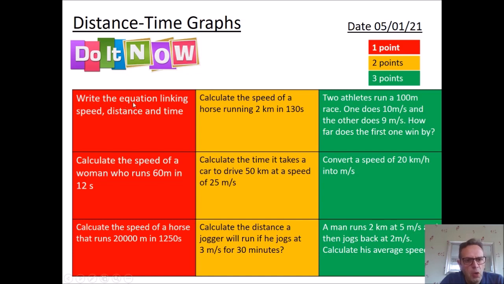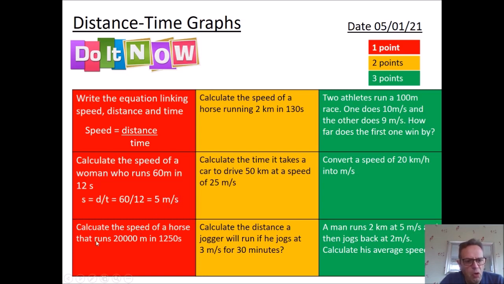So the equation linking speed, distance and time, one way around to write this is speed equals distance divided by time, but you might have written distance equals speed times time, or time equals distance divided by speed. Any of those would be the correct answer to this question. To calculate the speed of a woman who runs 60 metres in 12 seconds, we look for the distance, 60 metres, the time, 12 seconds, do 60 divided by 12 in your calculator, and you will find that's 5. And don't forget the units, that's 5 metres per second.